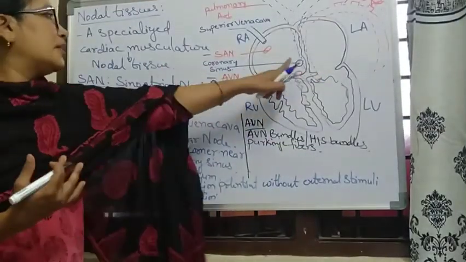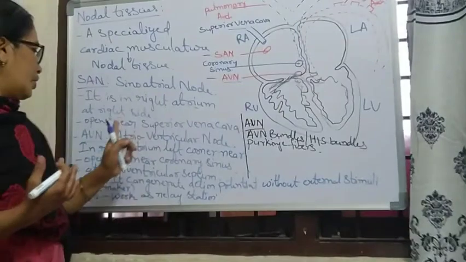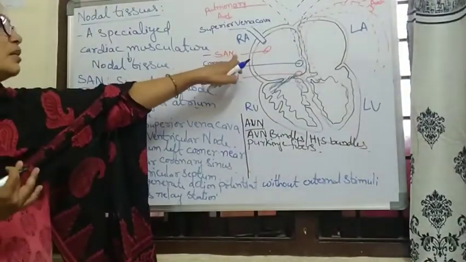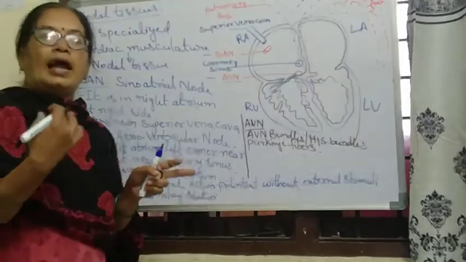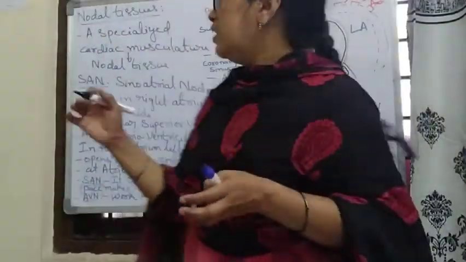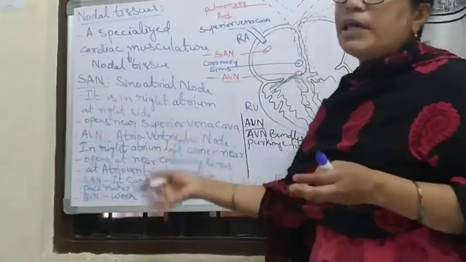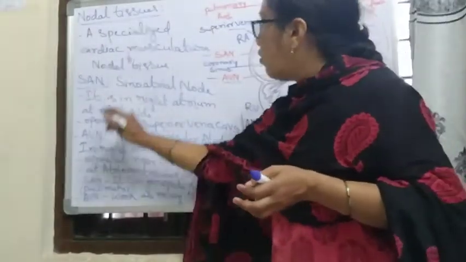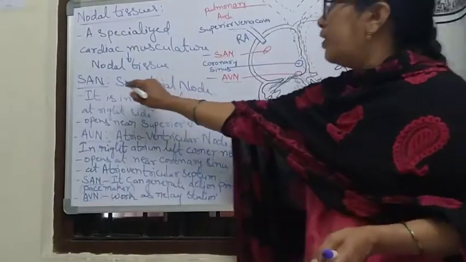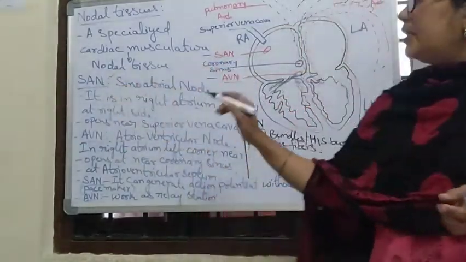Okay, it opens at the coronary sinus. Here, what is the function of the SAN node? It generates the action potential without any external stimuli. That's why it is called a pacemaker. The SAN node is called a pacemaker.